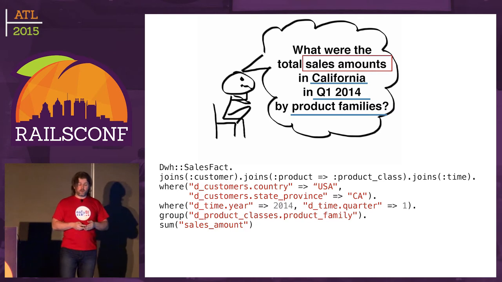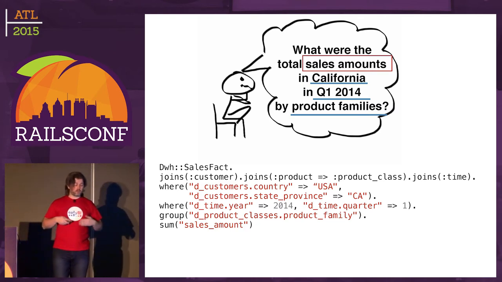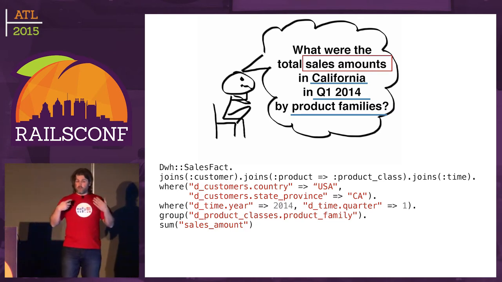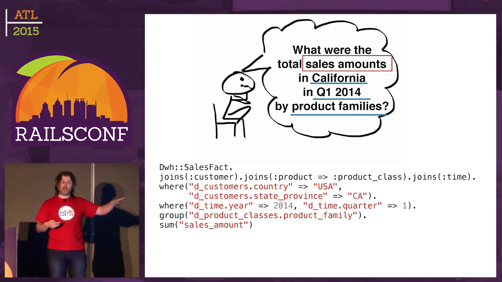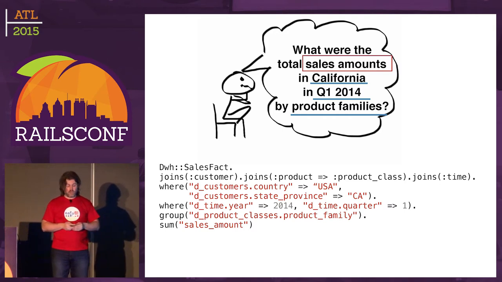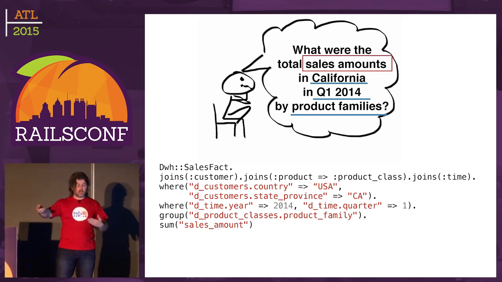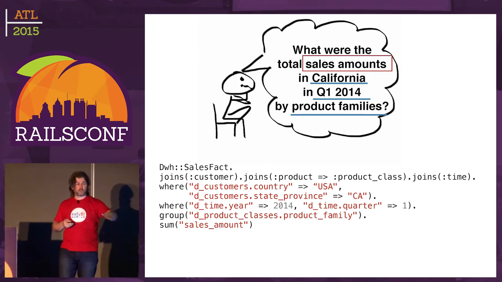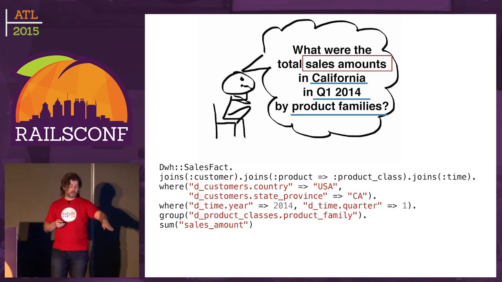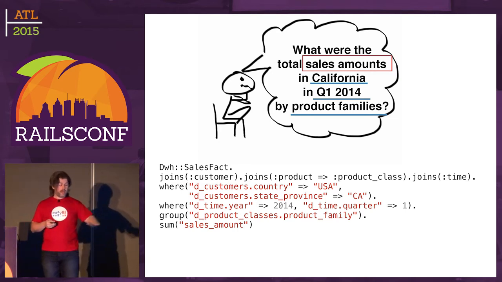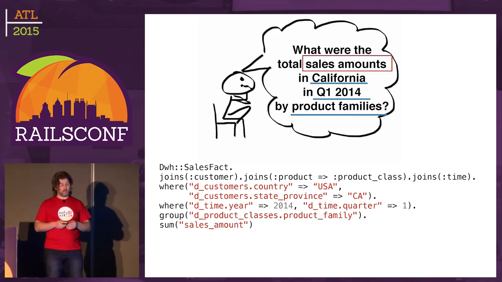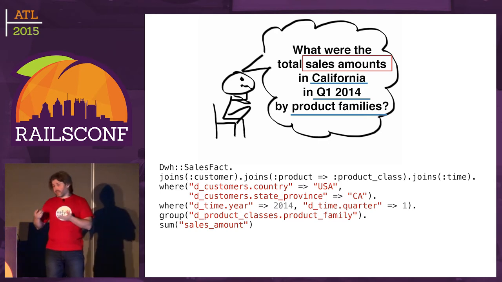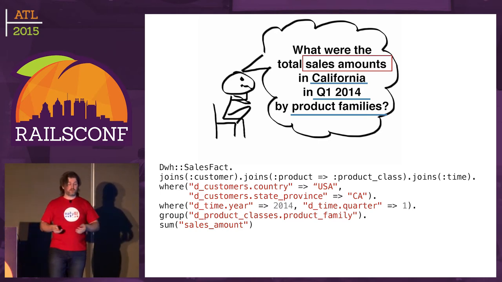Now, if we return to the original question and how we would solve that, all our queries will be more standardized, so that we always start from the sales fact table, and then we join the corresponding necessary dimensions like customers, products, product classes, time, and we specify conditions on the dimension tables that we want just USA, California, year 2004, quarter one, and group by product families and get the sum. So probably it wasn't a much shorter syntax, but at least it is more standardized, so we always know how to approach these analytical queries.